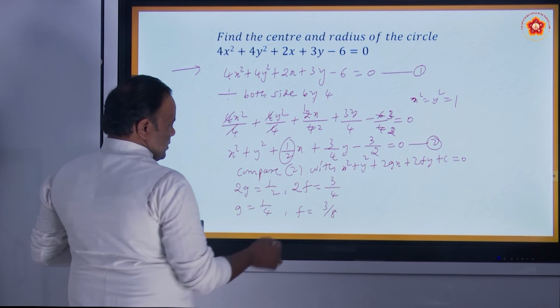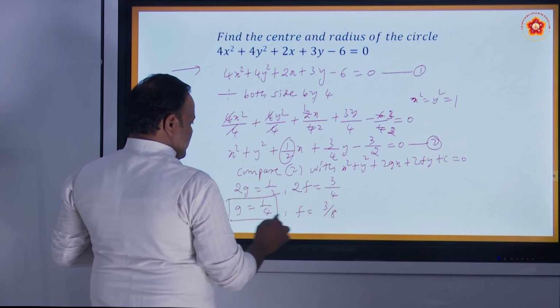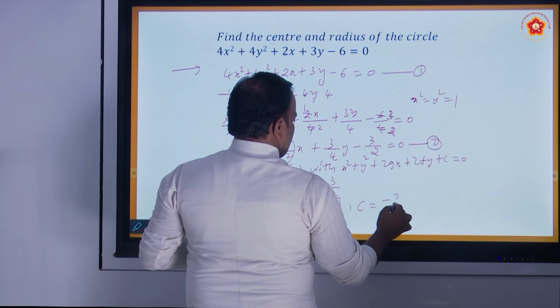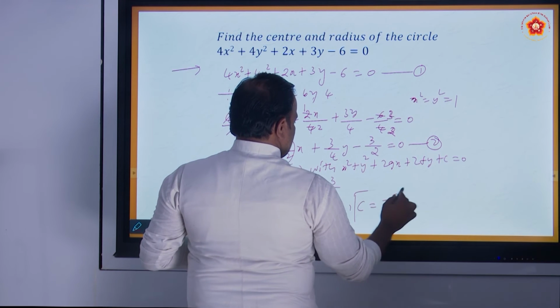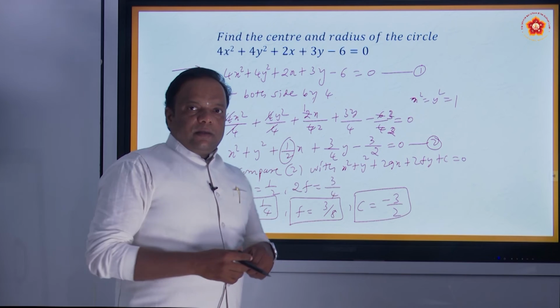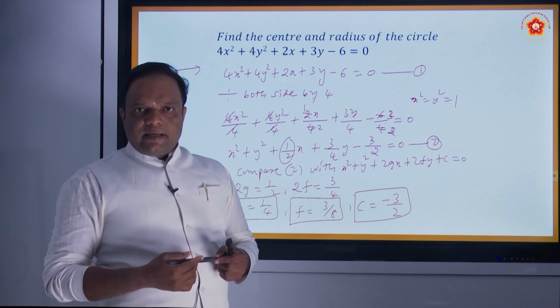The 2 is multiplied with 4. g equal to 1 by 4, f equal to 3 by 8. What about c? c is nothing but minus 3 by 2. We know g, we know f, we know c. Then easily we can write the center and radius.